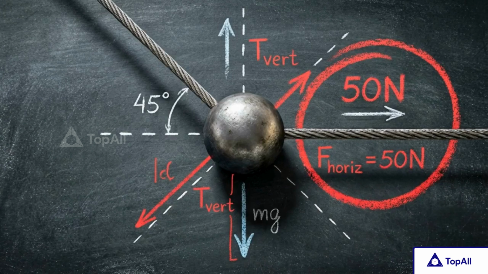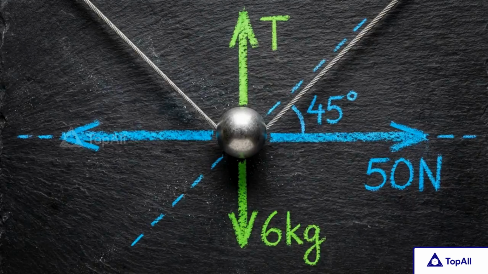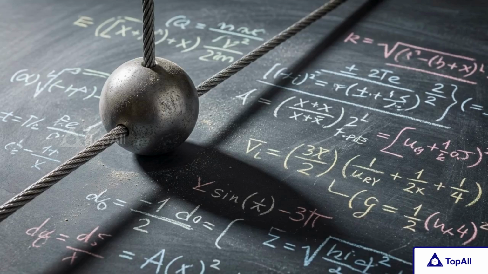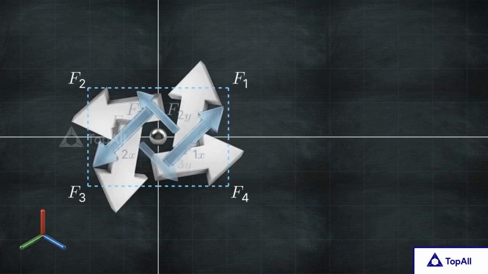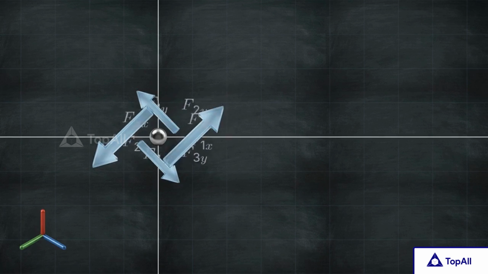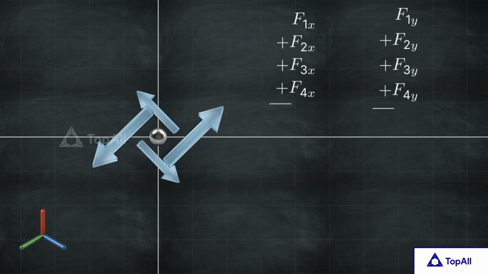Take a 6-kilogram mass suspended by a rope and pulled sideways by a 50-Newton force. We resolve the rope's tension into its parts. The vertical component must exactly match the weight of the mass, while the horizontal component must cancel the 50-Newton pull. Equilibrium is the result of perfect cancellation. By breaking forces into their components, we can reduce even the most complex mechanical systems to a series of equations that sum to zero.